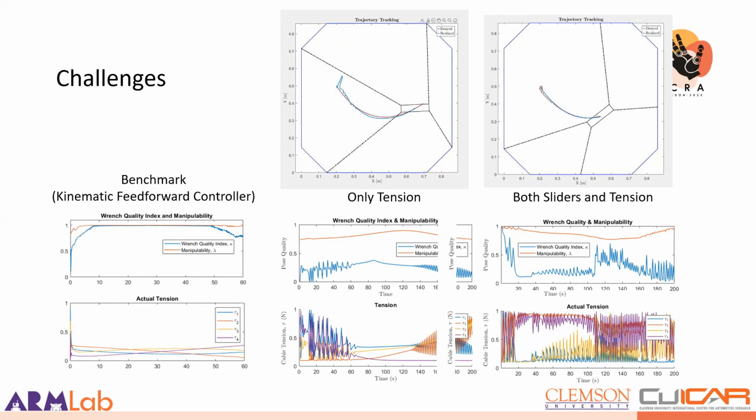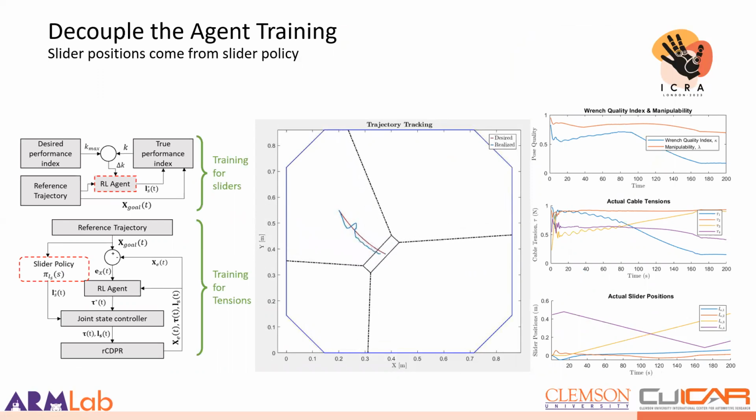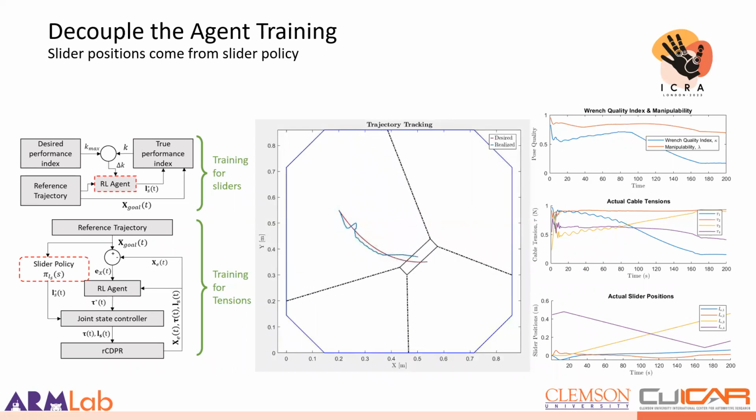This is possibly because there is a joint interdependency. The cable tensions change with the change in slider position. So we try to train the 2 input sets separately. By decoupling the agent training, we saw better results. We approached the decoupling in 2 ways. In the first case, by training the slider policy and utilizing the trained agent to train for cable tension. This gave us improved but less than ideal results.